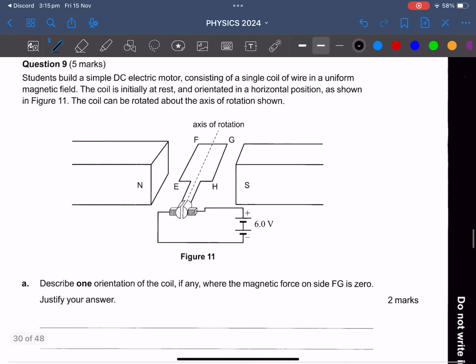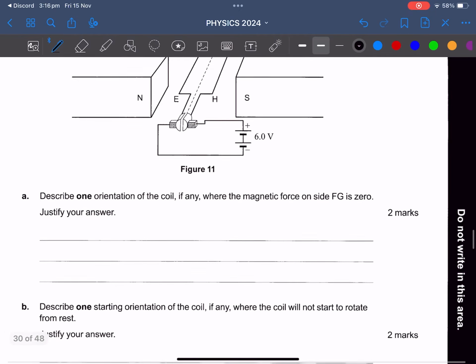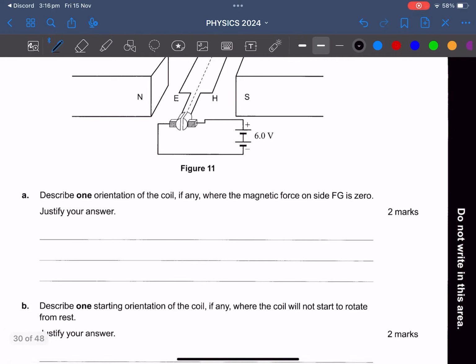Students build a simple DC electric motor consisting of a coil of wire and a uniform magnetic field. The coil is initially at rest, and orientated in a horizontal position as shown in figure 11. The coil can be rotated about the axis of rotation. Describe one orientation of the coil, if any, where magnetic force on the side FG is 0.